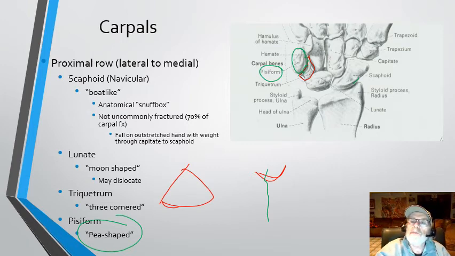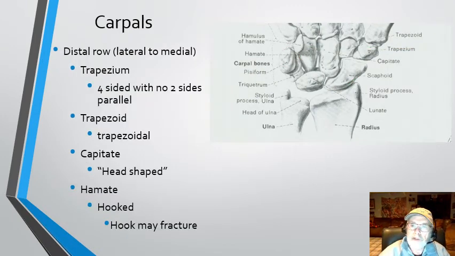Sometimes they consider the pisiform in that second row, or the distal row. But so we have the scaphoid, the lunate, the triquetrum, and the pisiform. Nothing much happens with the triquetrum, which is down there. The second row, the first two, who cares?